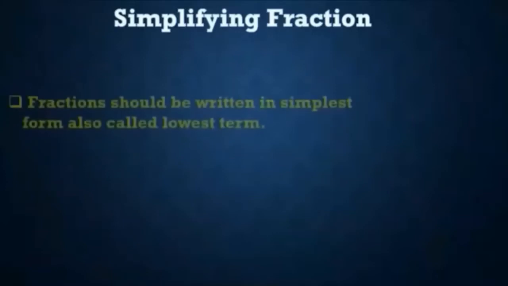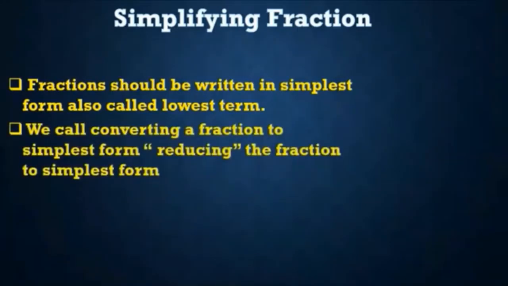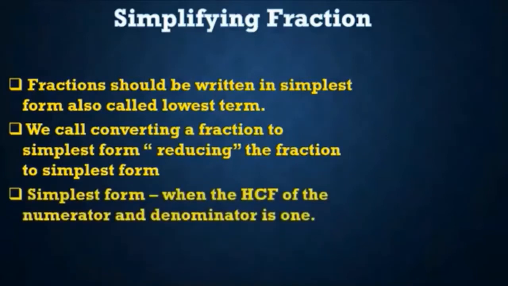Now we will learn how to simplify fractions. Fractions can be written in simplest form, which is also called the lowest term. Converting a fraction to its simplest form is called reducing the fraction to the simplest form. The simplest form is when the HCF of the numerator and denominator is 1.